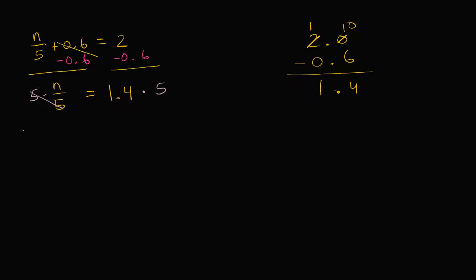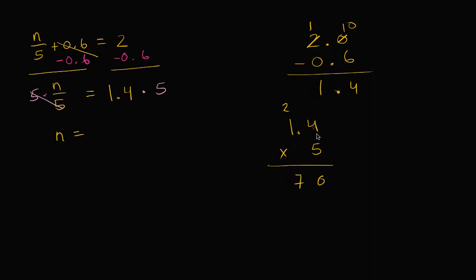And so what is that going to get us? We are going to get n is equal to 1.4 times 5. Now you might be able to do this in your head because this is 1 2/5, so this thing should all be equal to 7, but I'll just do it this way as well. 5 times 4 is 20. Regroup the 2. 1 times 5 is 5, plus 2 is 7.